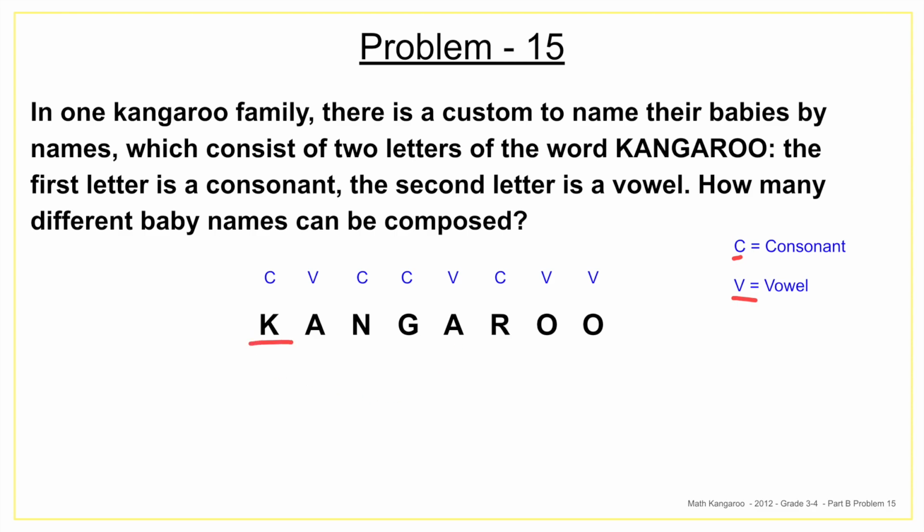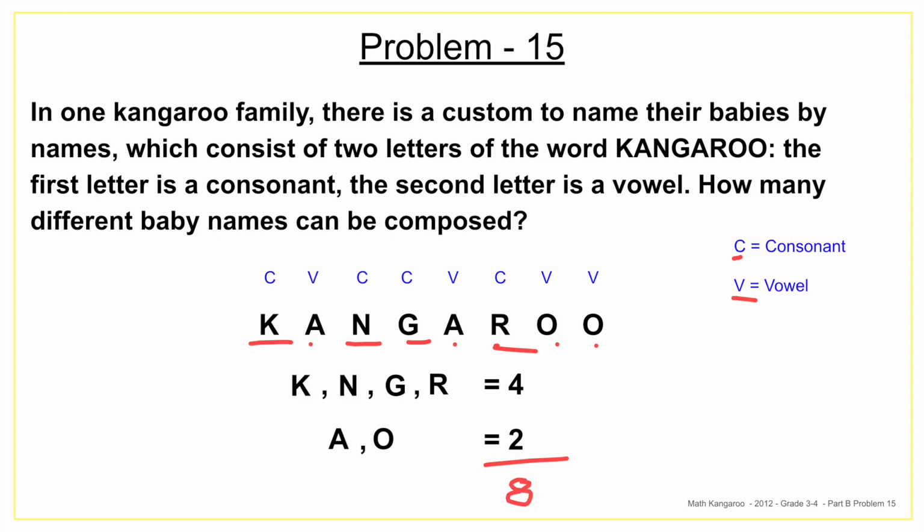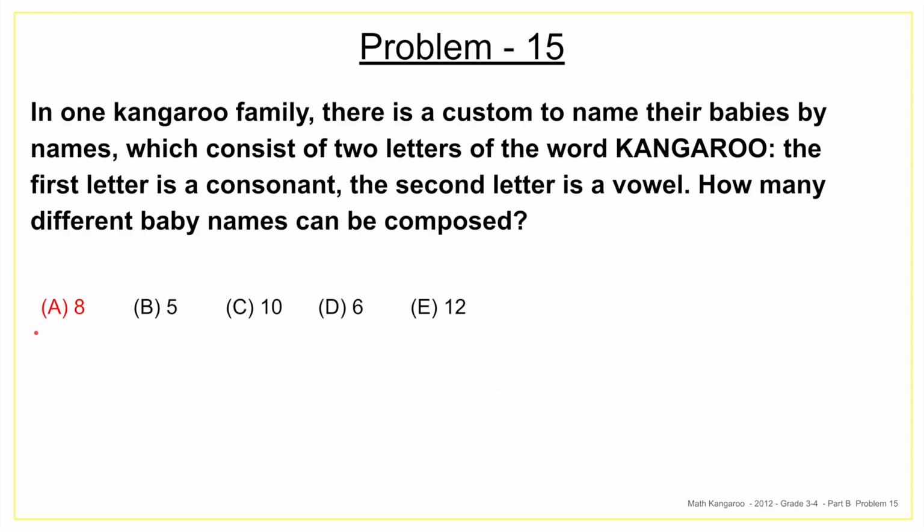Now let's count the consonants together. We have 4 consonants: K, N, G, R, and that is 4. We have A and O as vowels, but they are doubled, so we count them as 1 each. So 1 A, 1 O gives us 2. In total, we have 4 times 2, which is 8. So our answer is 8 different baby names can be composed, which is option A. Perfect. Let's move on to another problem.